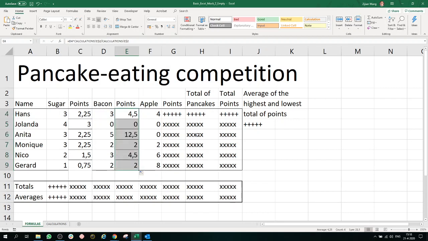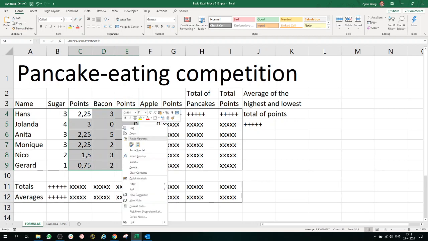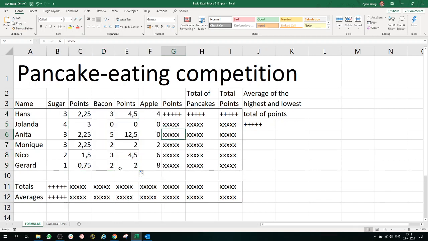Drag it downwards. Yes, another part finished. You see here we actually also copied the formatting of the cell. So later on, please fix these. Then you can easily fix this by clicking on format cells, and you see where you should have the border, where should not. But please do it by yourself. And let's move on to the apple pancake.